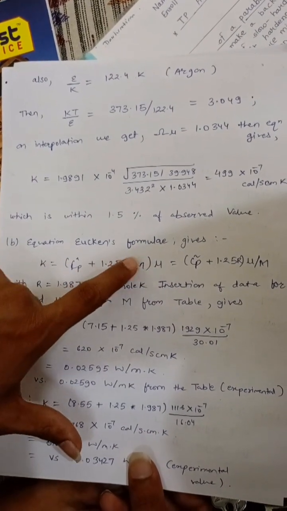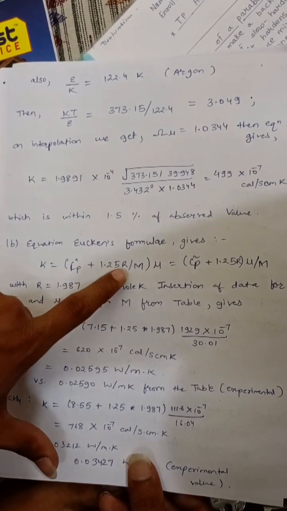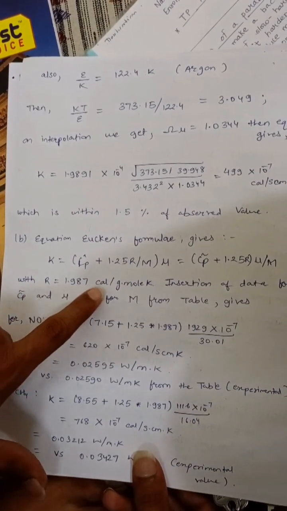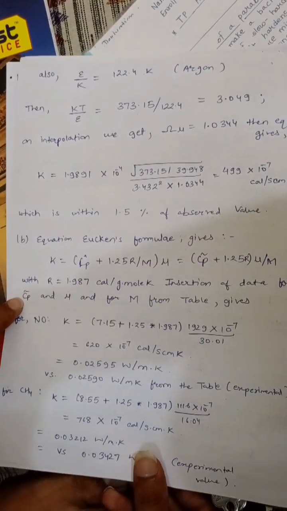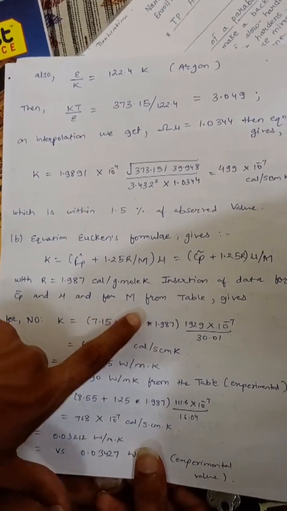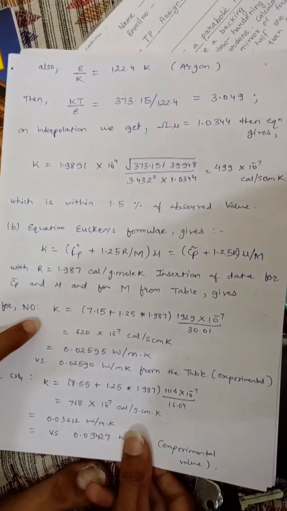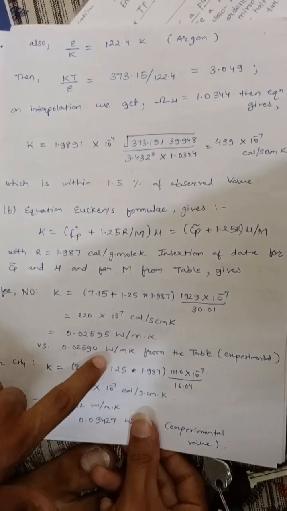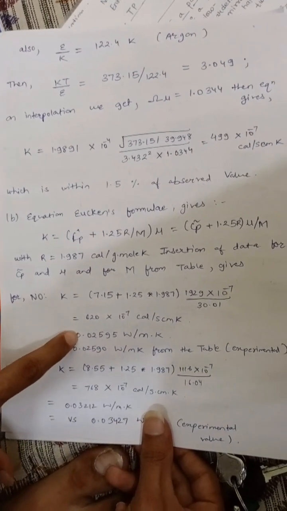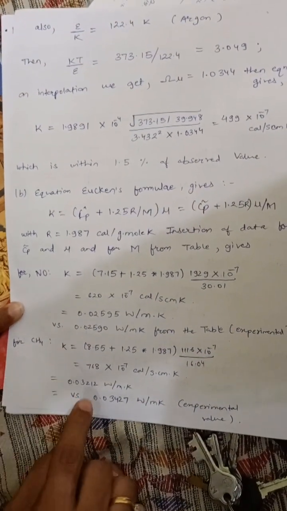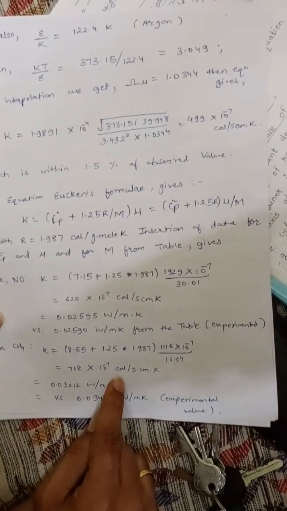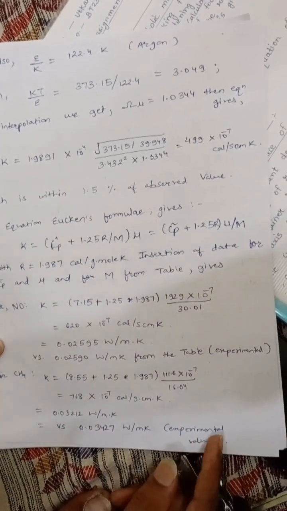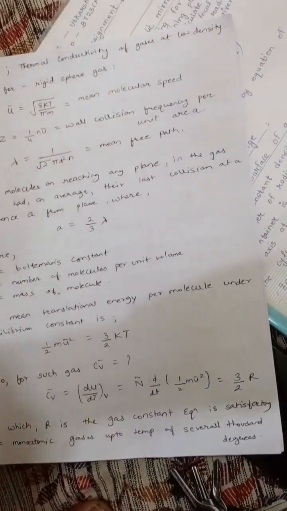Therefore Eucken's formula gives k equal to (Cp plus 1.25 R upon M) into mu. Also this with R equal to 1.987 calorie per gram mole Kelvin. Insert this data for Cp and mu. For M from the table, for NO, k comes out to be 0.02595 versus 0.02590. This is the experimental value, whereas this is the theoretical calculated value. For CH4 the same, k is equal to 786 into 10 to the power minus 7 calorie per second centimeter Kelvin versus 0.03427, which is the experimental value, and this is the calculated value.